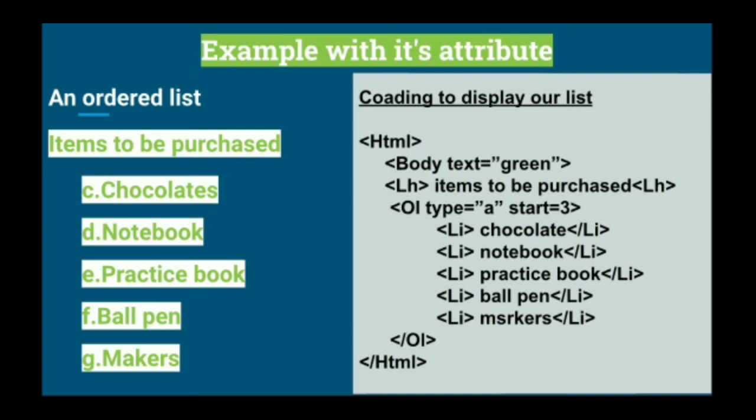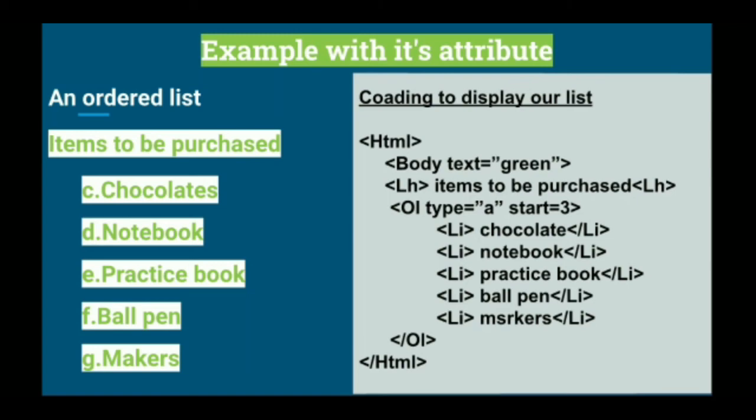So here is the same example that we discussed earlier, items to be purchased, and here you can observe that your list items begin with the alphabet C, and all these alphabets are written in lowercase letters. So let's see, just one line only we will change here. We all know that attributes are used with the opening tag, so we will go to the opening OL tag. Then use the first attribute to change the list type.